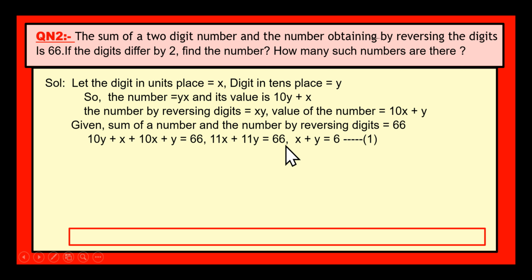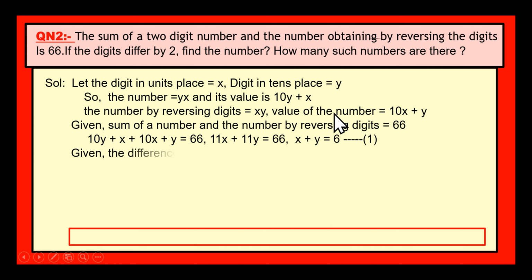As it is observed that the whole equation is divisible by 11, all the terms in the equation may be divided by 11. Therefore, let us simplify this. 11 in 11 one time, therefore 1 into x is x. Again 11 in 11 one time, 1 into y is y, and 66 by 11 is 6. Therefore, the first linear equation is x plus y is equal to 6.